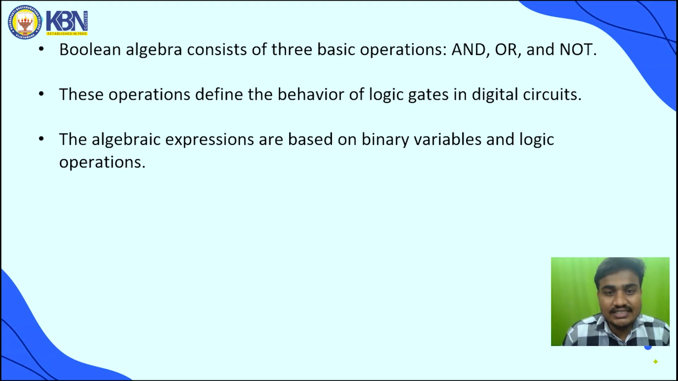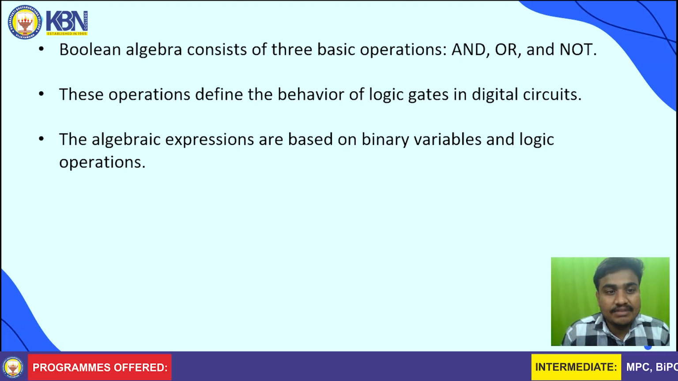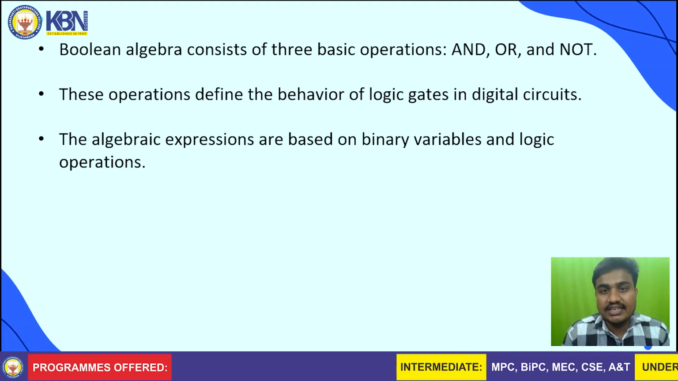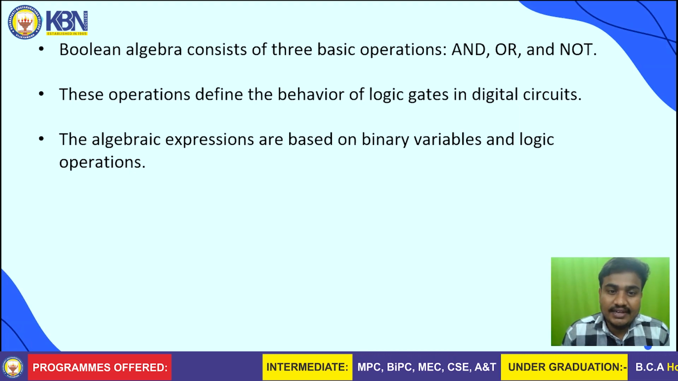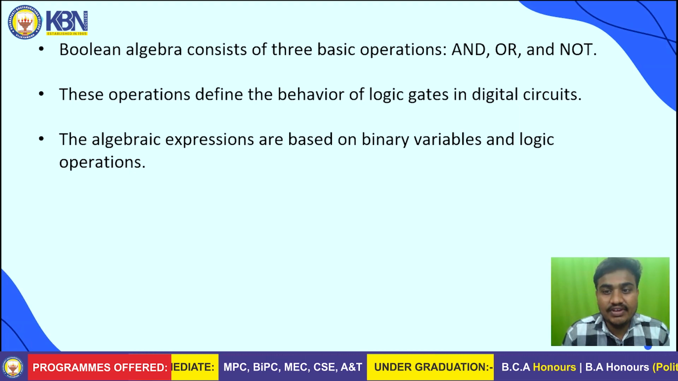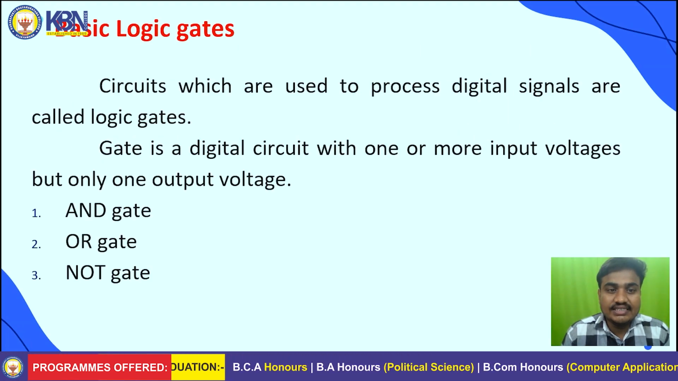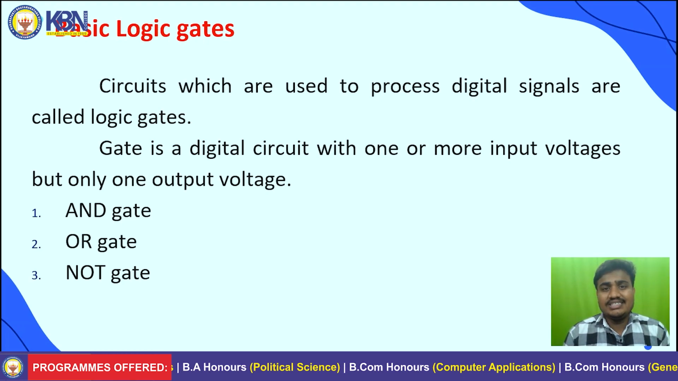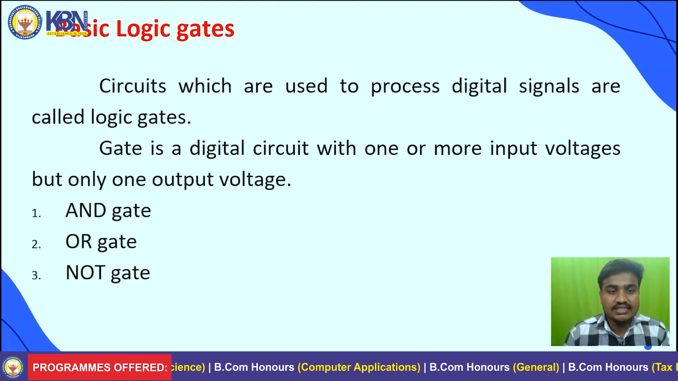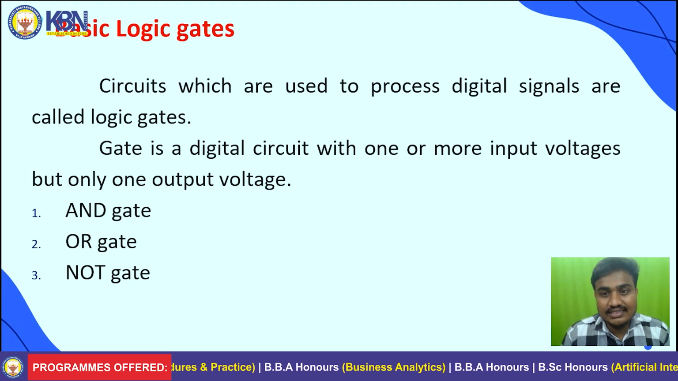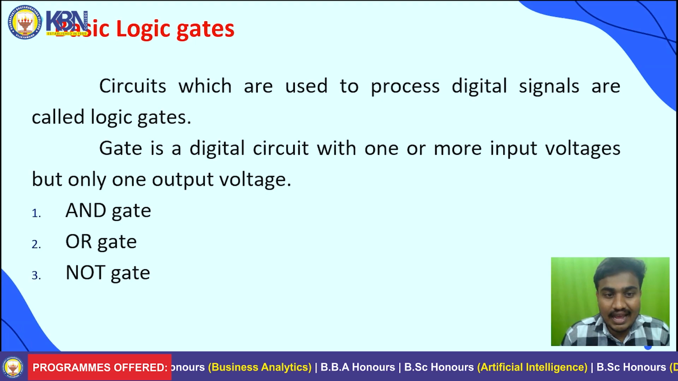Boolean algebra consists of three basic operations, as I said: AND gate, OR gate and NOT gate. These operations define the behavior of logic gates in digital circuits. The algebraic expressions are based on binary variables and logic operations. Now, coming to the basic logic gates, circuits which are used to process digital signals are called logic gates. A gate is a digital circuit with one or more inputs, but only one output. A gate can have one or more inputs, but it should only have one output.